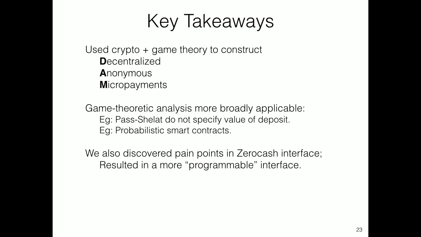But some broader takeaways are that our game theory analysis isn't just applicable to our situation, but also, for instance, to the Pastulat paper, where in an updated version they said that you need deposits, but they didn't quite specify the value of the deposits. So I think our analysis applies to their scenario as well. And they also mentioned probabilistic smart contracts, and I think you need a good understanding of how people can cheat to be able to write correct smart contracts which function as intended.